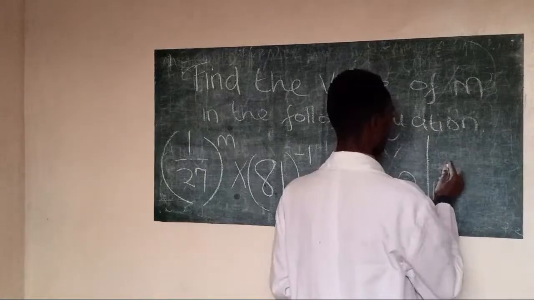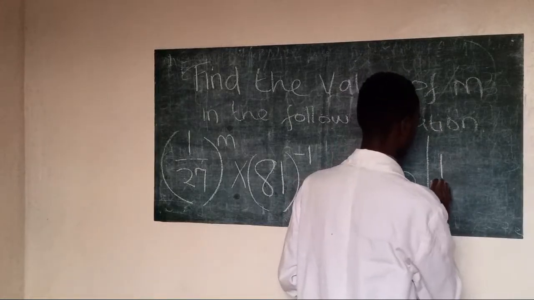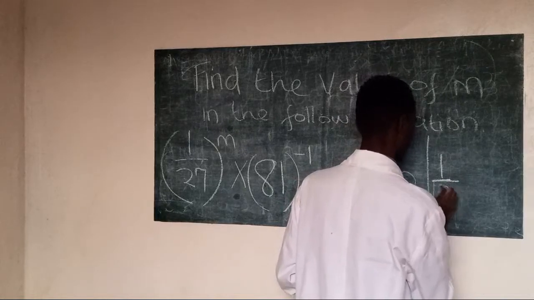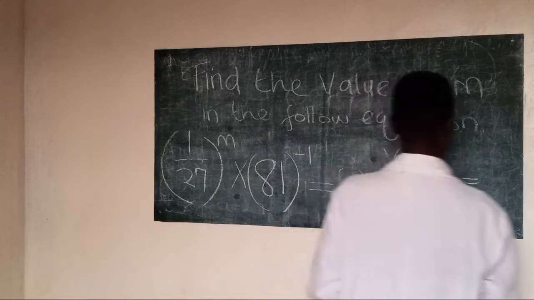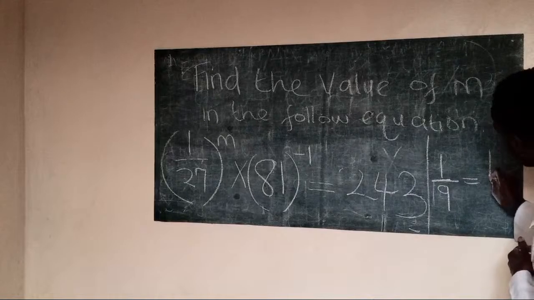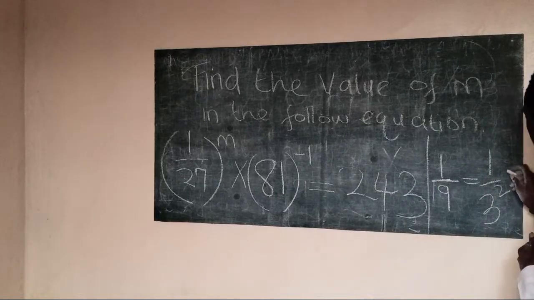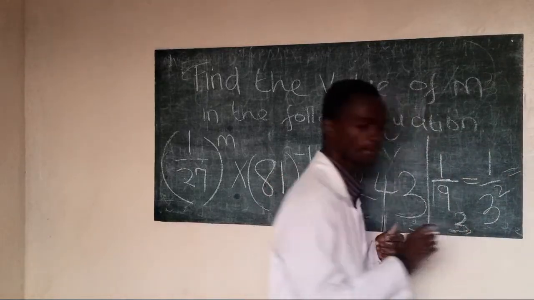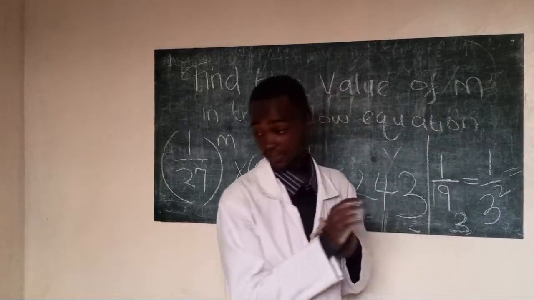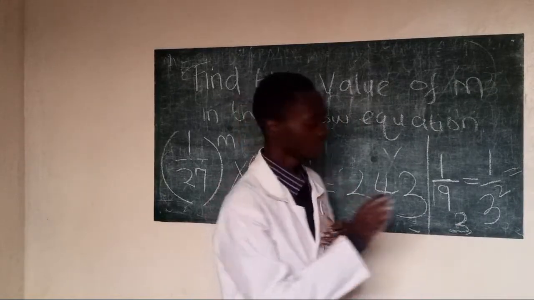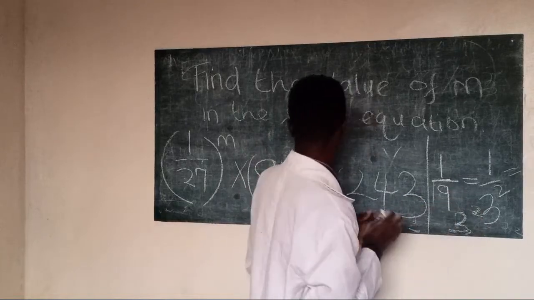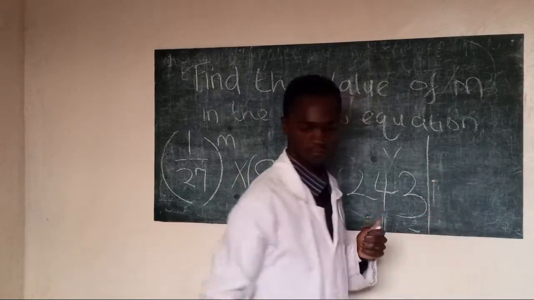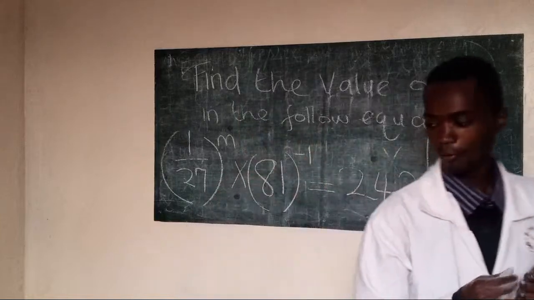We go to this one. What is 1 all over 9? 1 all over 9 is 1 all over 3 squared. So this one means that if I want to express it in terms of a whole number, it is 3 to the negative 2, isn't it? Yes. So tufanye hiyo hesabu. Nipe value of m.